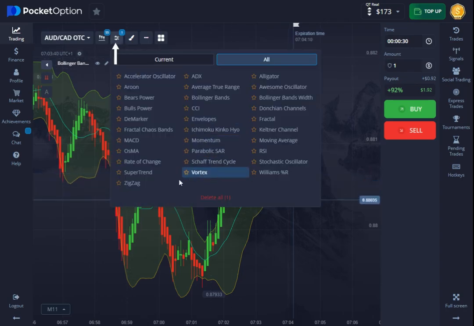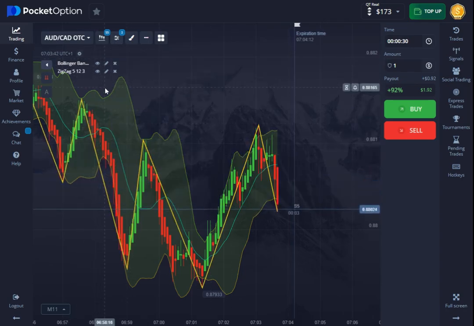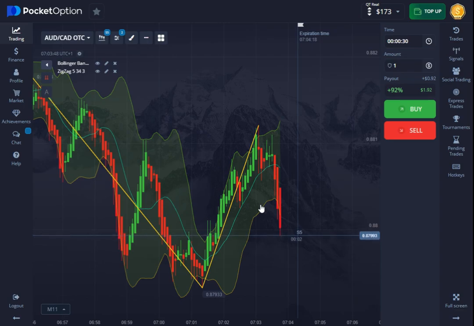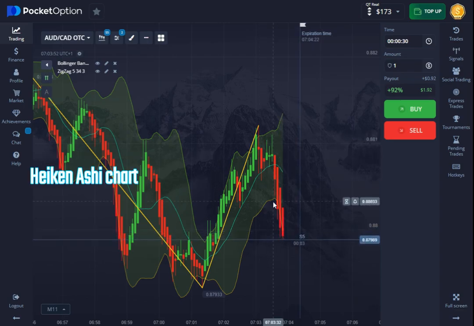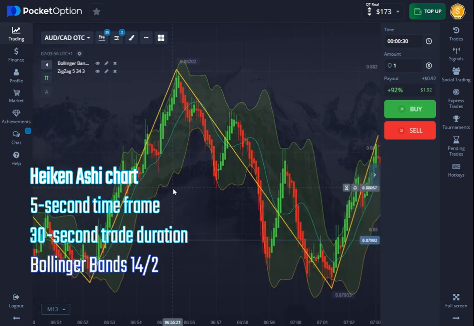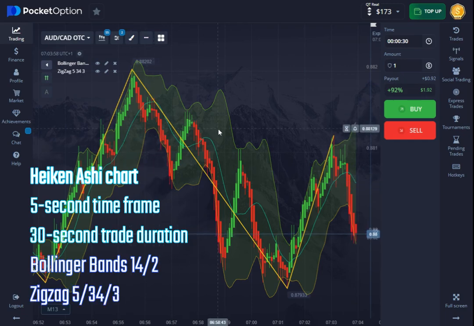Next, we'll add the zigzag indicator. For this, simply change the depth setting from 12 to 34. This adjustment will help us better identify price trends and reversals. Now the setup is complete. With the Heiken Ashi chart, a 5-second time frame, a 30-second trade duration, Bollinger Bands, and the zigzag indicator, we're ready to analyze the market and start trading.